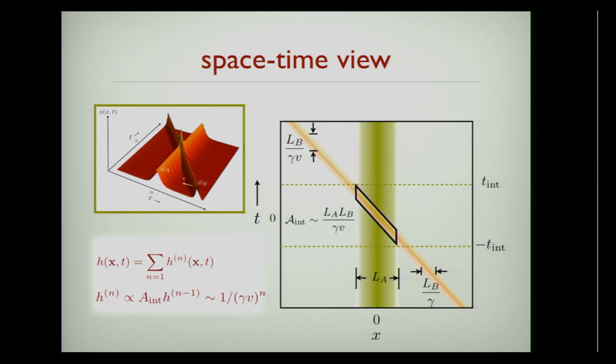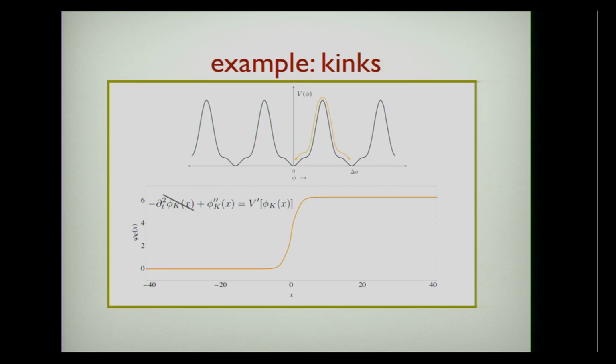And as gamma goes to infinity, this interaction area goes to 0, and you can imagine that the perturbations generated by that will also be small. So this is why at high velocity collisions, you see almost no perturbations generated, and it's very simple. So we took this idea a bit further, did a perturbation expansion in 1 over gamma v, and calculated things. Here is an example of a calculation.